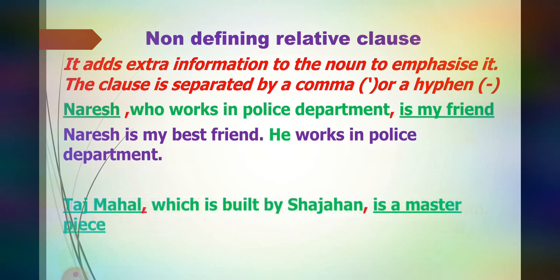One more sentence. Taj Mahal is a masterpiece. Underlined sentence: Taj Mahal is a masterpiece. Which relative clause is added there? Taj Mahal, which is built by Shah Jahan, is a masterpiece. Separated by commas once again. So I am giving extra information about Taj Mahal. So these are non-defining relative clauses. A simple technique to identify this is name. You will get a proper name in the subject place, separated by comma or hyphen.